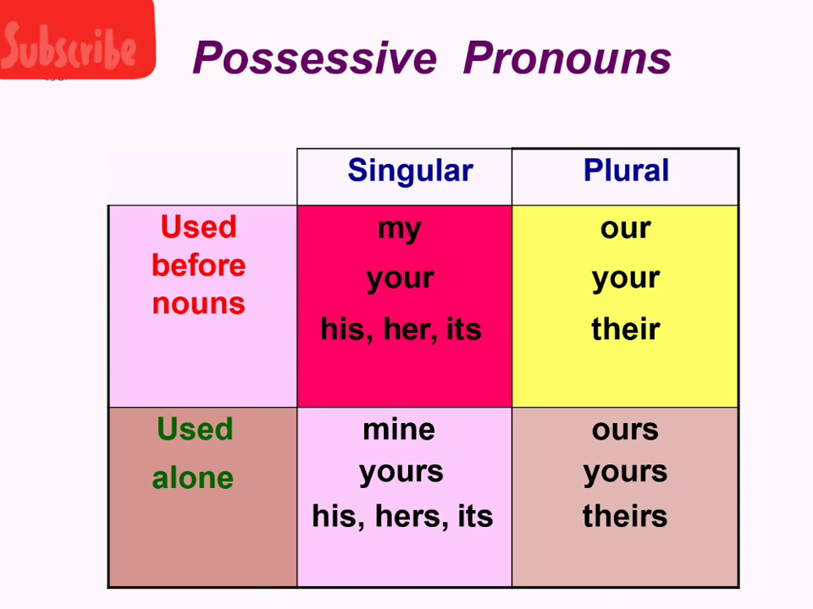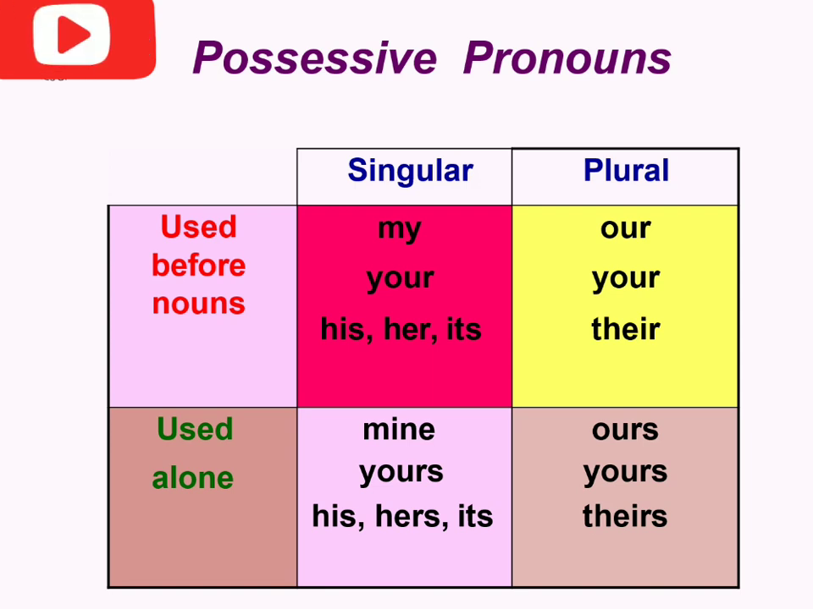Now let us check how possessive pronouns are used before nouns, and how they are used alone. If the possessive pronouns are used before the nouns, in case of singular, we use my, your, his, her, its. And then in case of plural nouns, we use the possessive pronouns our, your, and their.